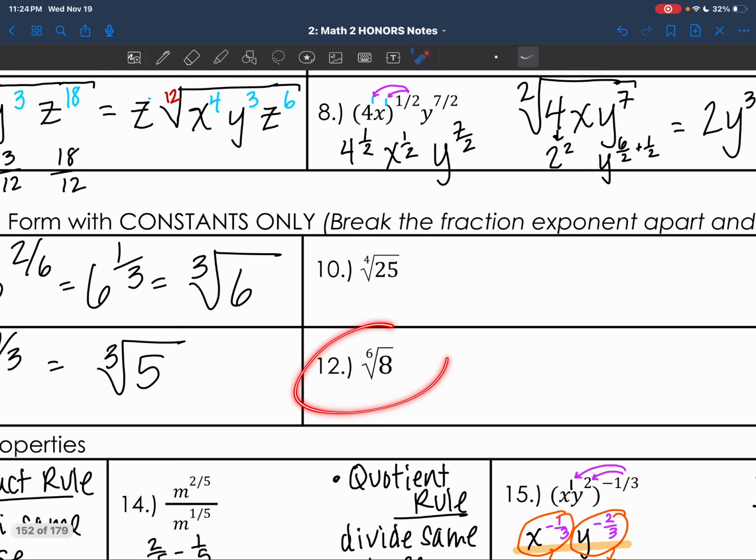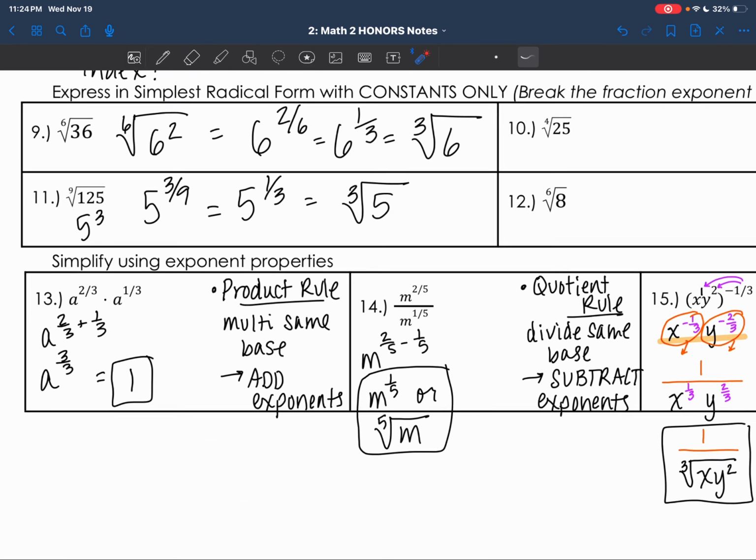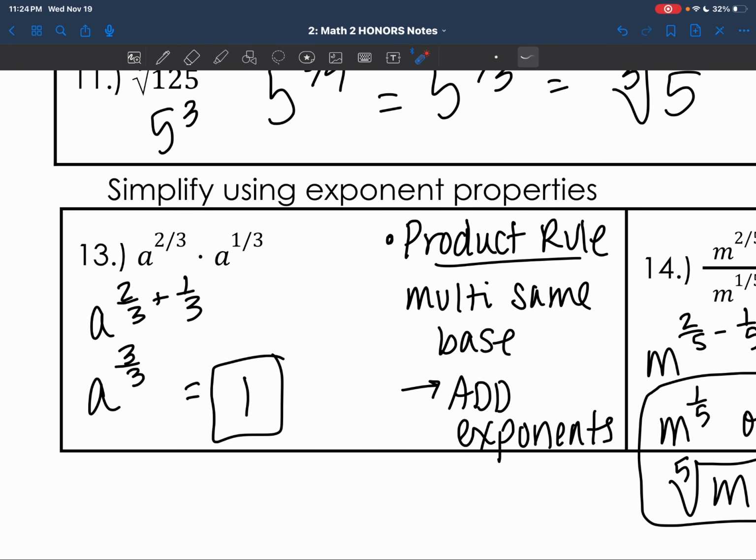All right, I want you to try this one. So again, I would break this down into 2 to the third power, and that will help you. All right, so now let's just simplify using exponent properties. So this is a review, but whenever you are multiplying the same base, you're going to do the product rule, which means you add the exponents. So I'm just taking these two and I'm adding them together. And you're going to get 3 over 3, which equals a to the first.